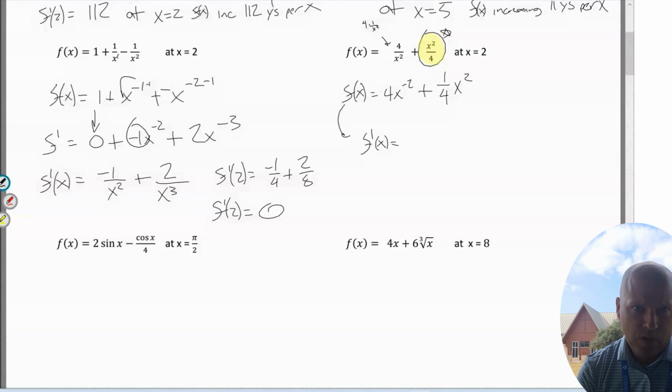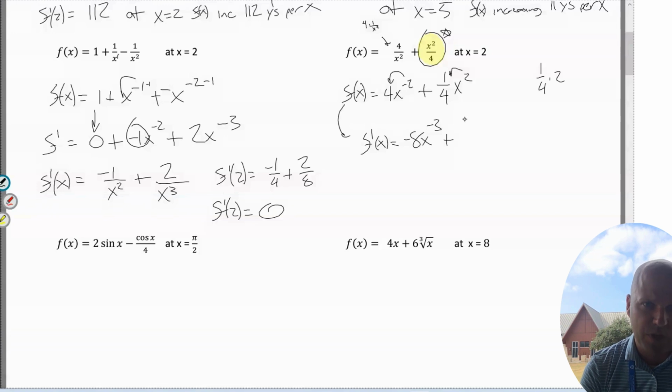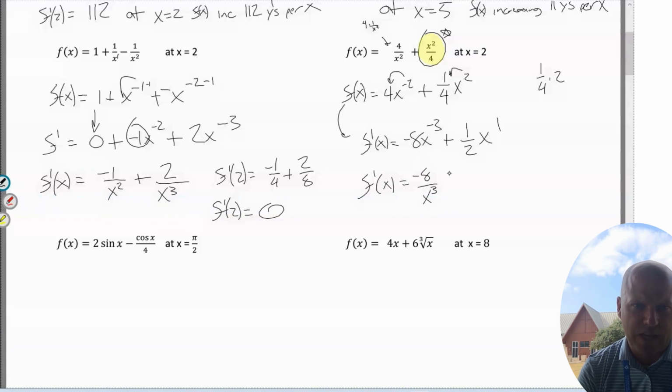Exponent rules, derivative rules, negative 2 minus 1. The 2 comes down. 2 times a fourth. You need to know what 2 times a fourth is. It becomes 1/2. Minus 1. Plug in 2, but maybe wait until you know how to deal. Don't move the negative 8, just move the x to the negative third. Plug in 2. You get negative 8 over 8, which is negative 1, plus 1.